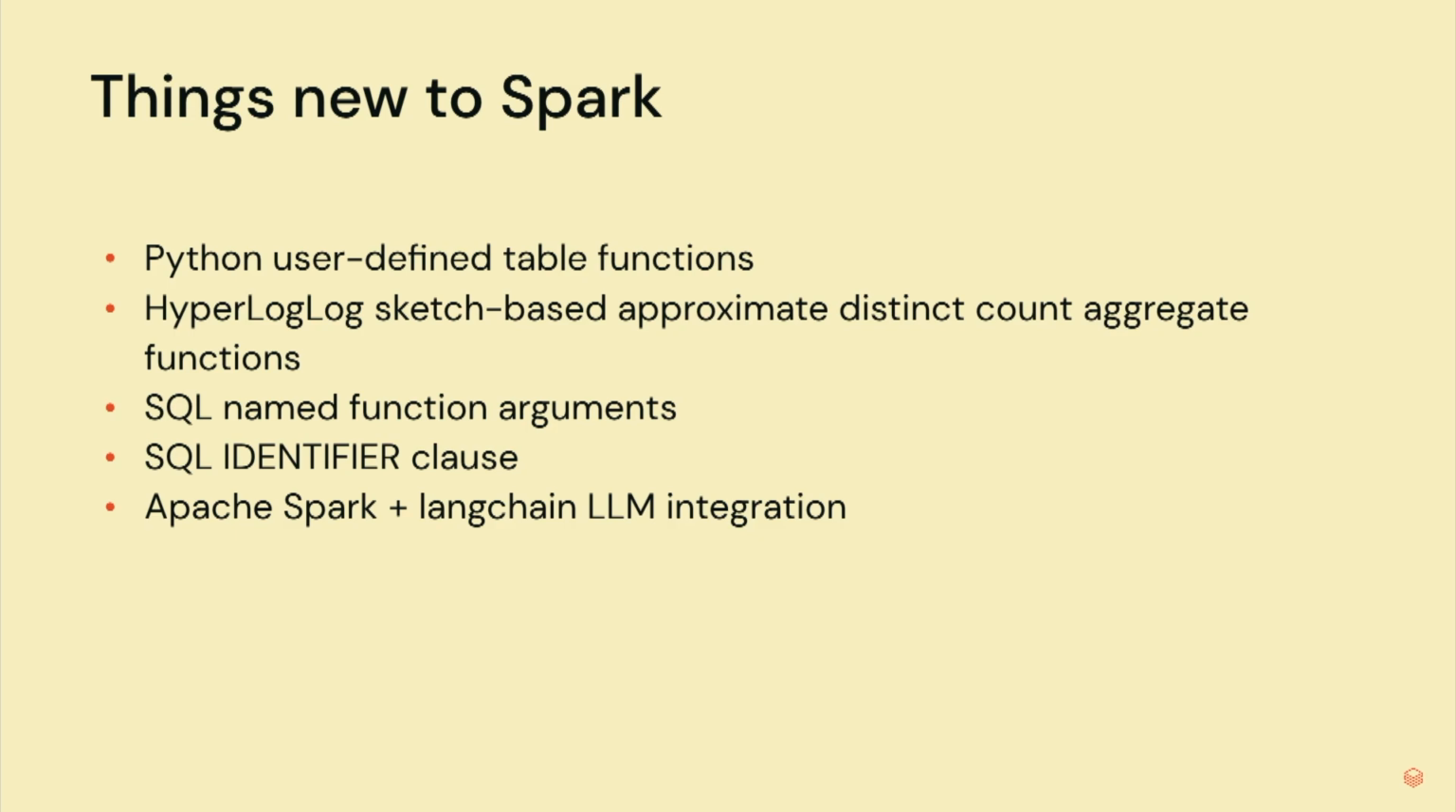Some kind of new things that we've done on the Spark side too. Python UDTFs, so returning a table in the function, that was awesome. We recently, I don't know if it made it in 3.5, if not, it's super, super close, added HyperLogLog sketch-based approximate distinct counts. Awesome, fun stuff. Named function arguments for people who want to put their arguments in a different order within a function. People have been complaining about that for years, so we finally did that. That's a nice little hygiene feature. And then the identifier clause. And it wouldn't be a talk without an LLM reference. So yes, the Apache Spark plus LangChain LLM integration.